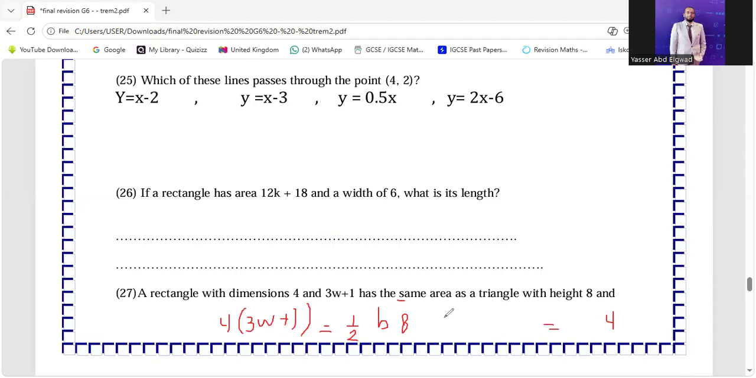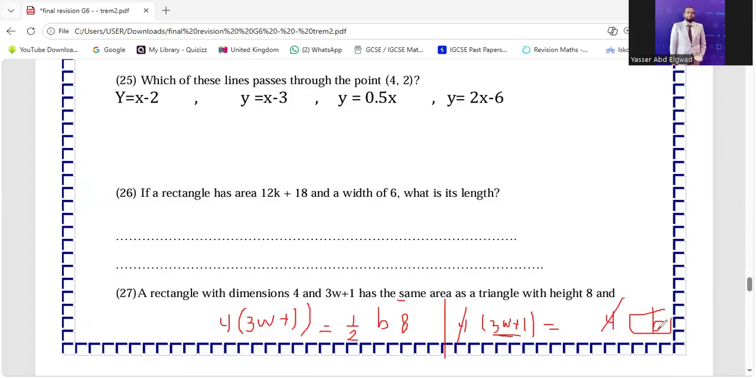Here, that is 4 multiplied by 3w plus 1. You see that 4 multiplied by what? The base. You get 4 multiplied by 3w plus 1. Here is 4, the same. You must know that b equals this one, because they are already equal. Here is 4 and here is 4.